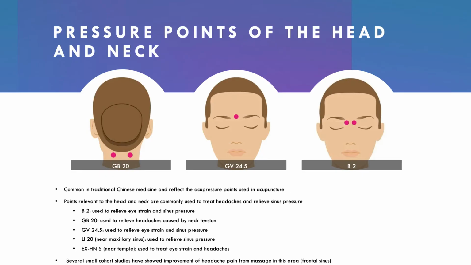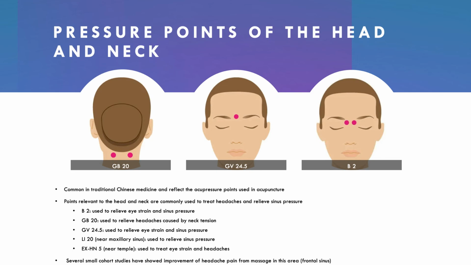Okay, there are a few pressure points of the head and neck which are common in traditional Chinese medicine, and they reflect the acupressure points used in acupuncture. The points relevant to the head and neck are commonly used to treat headaches and relieve sinus pressure. You can see on the right is the B2 pressure point, which is used to relieve eye strain and sinus pressure. On the left, there's GB20, which is used to relieve headaches caused by neck tension.